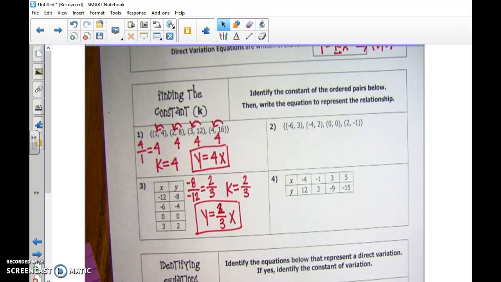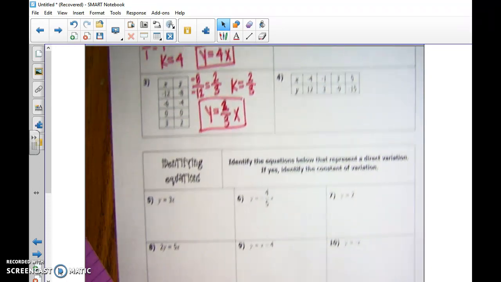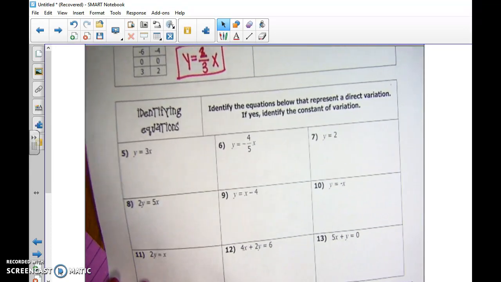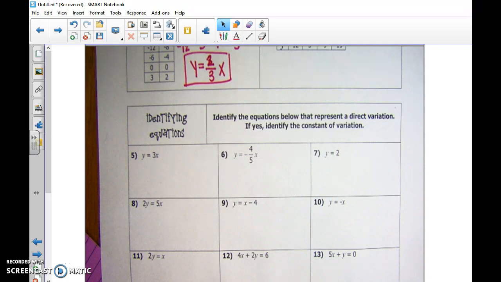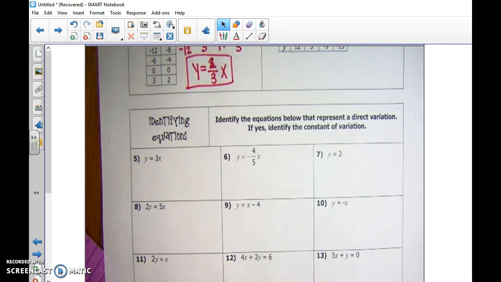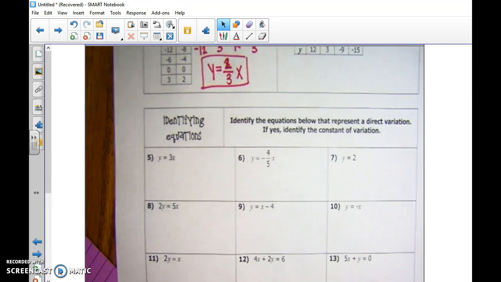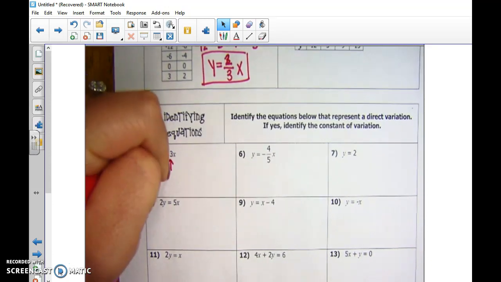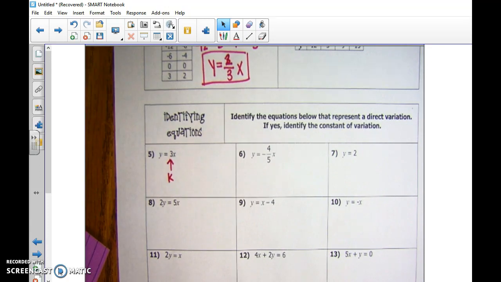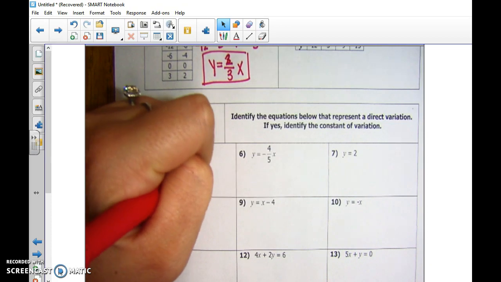All right, so we'll move down to some of the examples at the bottom, identifying equations. I'm going to do an equation that is a direct variation, and then I'm also going to show you one that is not a direct variation. When we are looking at number 5, we can see that we have our constant, which is k, right here. So can we say that this is a direct variation? Yes.